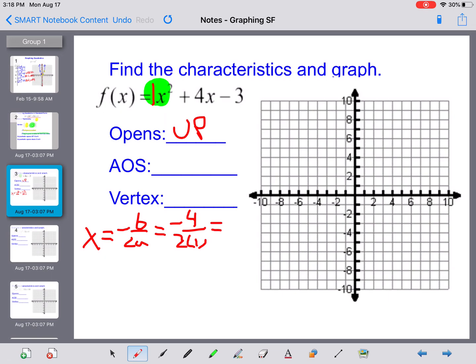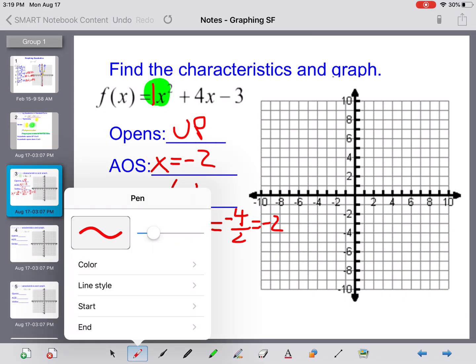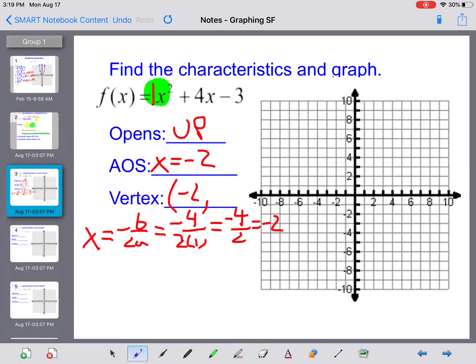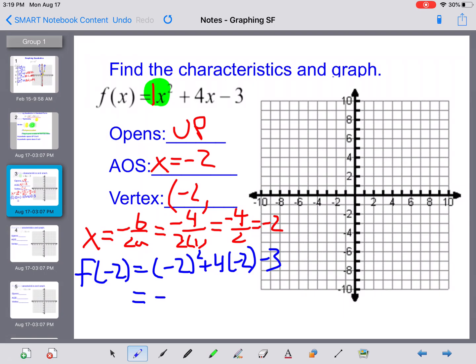And that's going to end up being -4 over 2, which is -2. So our axis of symmetry is x equals -2, and our vertex x value is -2. And from there we can plug back in and find f of -2. So we're plugging back into the original equation. So we're going to say -2 squared plus 4 times -2 minus 3. And you can plug that into your calculator and you should end up with -7.